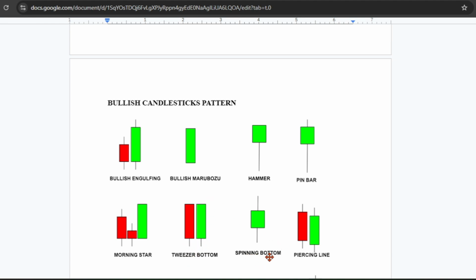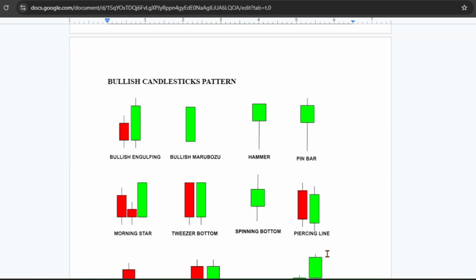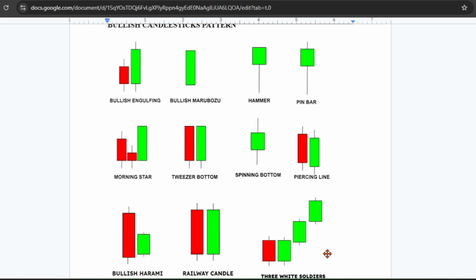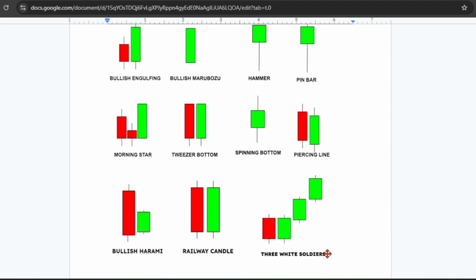We have a spinning bottom. This candlestick is usually spotted at the bottom of the chart, and we expect that the buyers should take over when we spot this candlestick. We have another candlestick called piercing line. This also tells us that buyers are active. So these are candlesticks that we have under the bullish candlestick, a bullish harami, meaning a smaller candlestick.